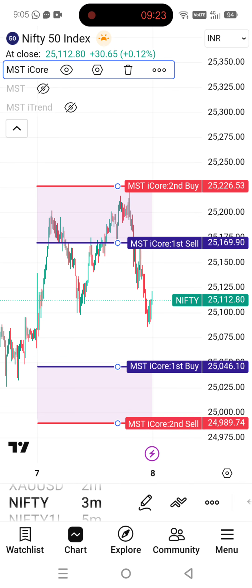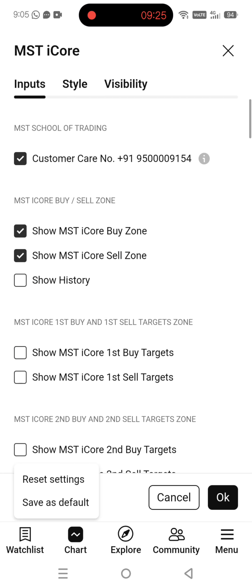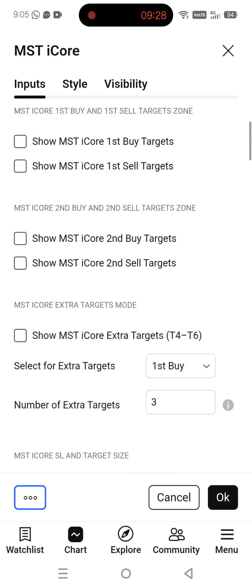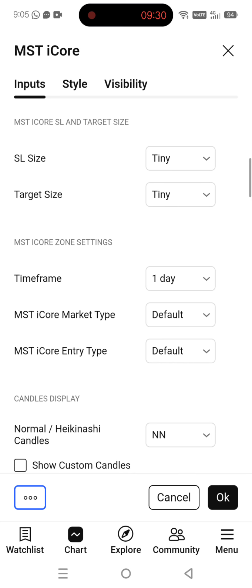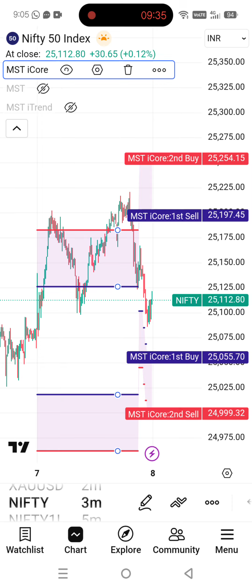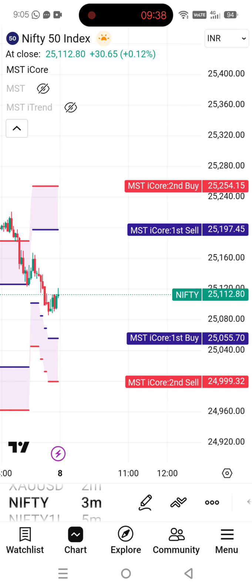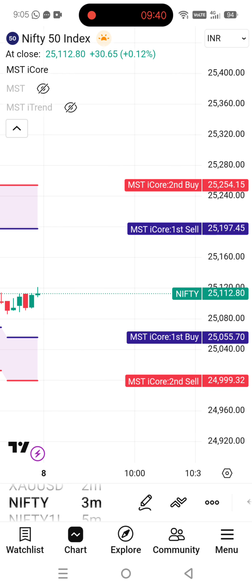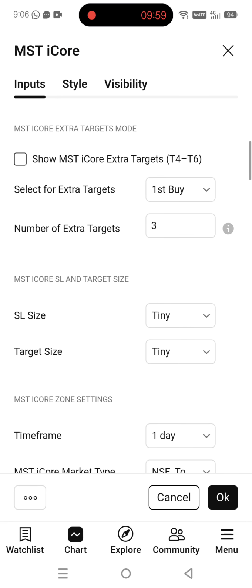And another important thing is you can decide what to trade one day before also. So in the MST iCore market type, go there and give NSE tomorrow. In NSE tomorrow, you can see, if today, that is on 8th October, the market is coming to 25,055 or 25,197 first, wait for one candle to close above the buy zone for the buy entry and below the sell zone for the sell entry. And do not forget to reduce the stop loss to tiny 2.